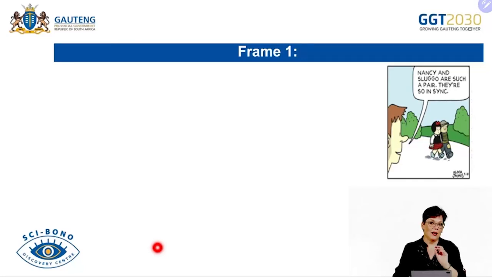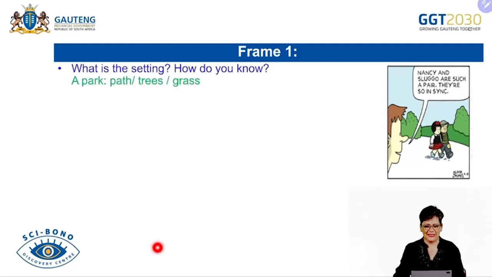Now, remember, before you start the questions, analyze each frame. So let's quickly see if we can do this. Again, we start at the beginning. What is the setting?